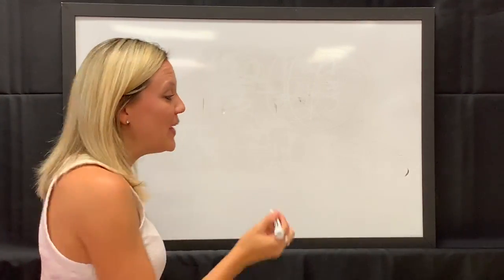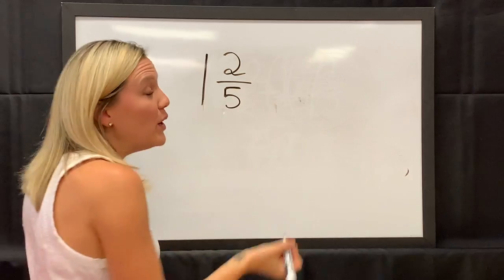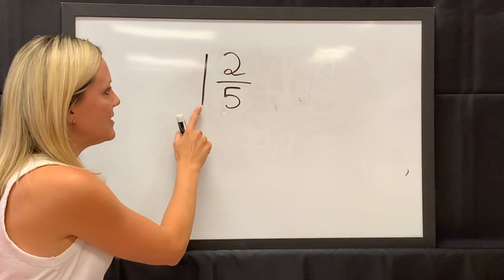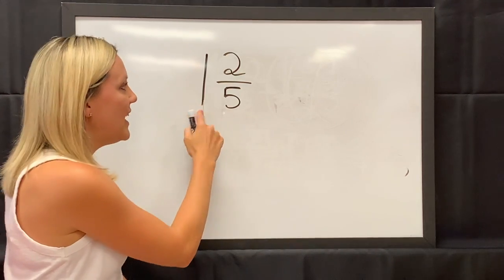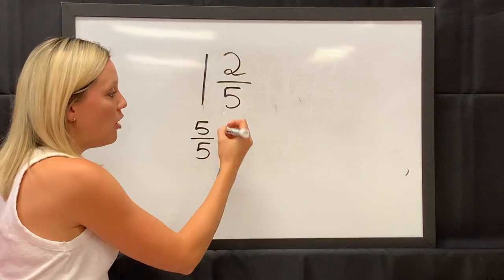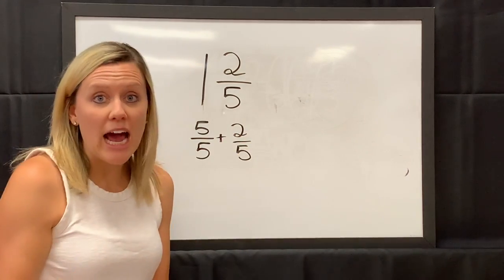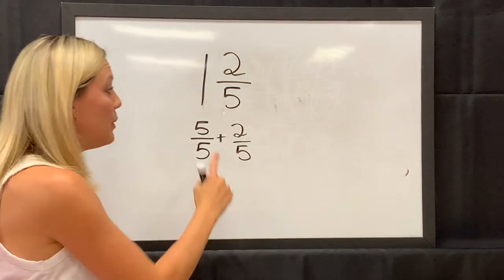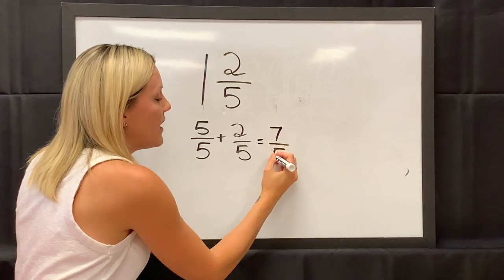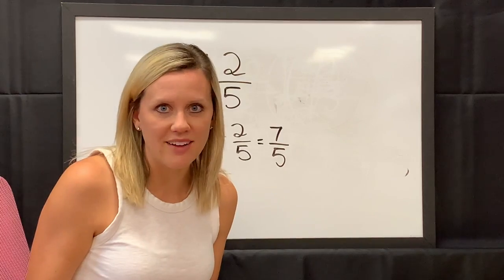Okay, let's pretend we have 1 2/5. And we want to write this as an improper fraction. Well, one way to look at this is this whole number 1 is equal to 5/5, 1 whole. And then we also have this 2/5 here. So we could ask ourselves, how many fifths would we have total? And we would have 5/5 plus 2/5, which would give us 7/5. I'm gonna do one more example like this, and then I'm gonna show you kind of a shortcut, okay?